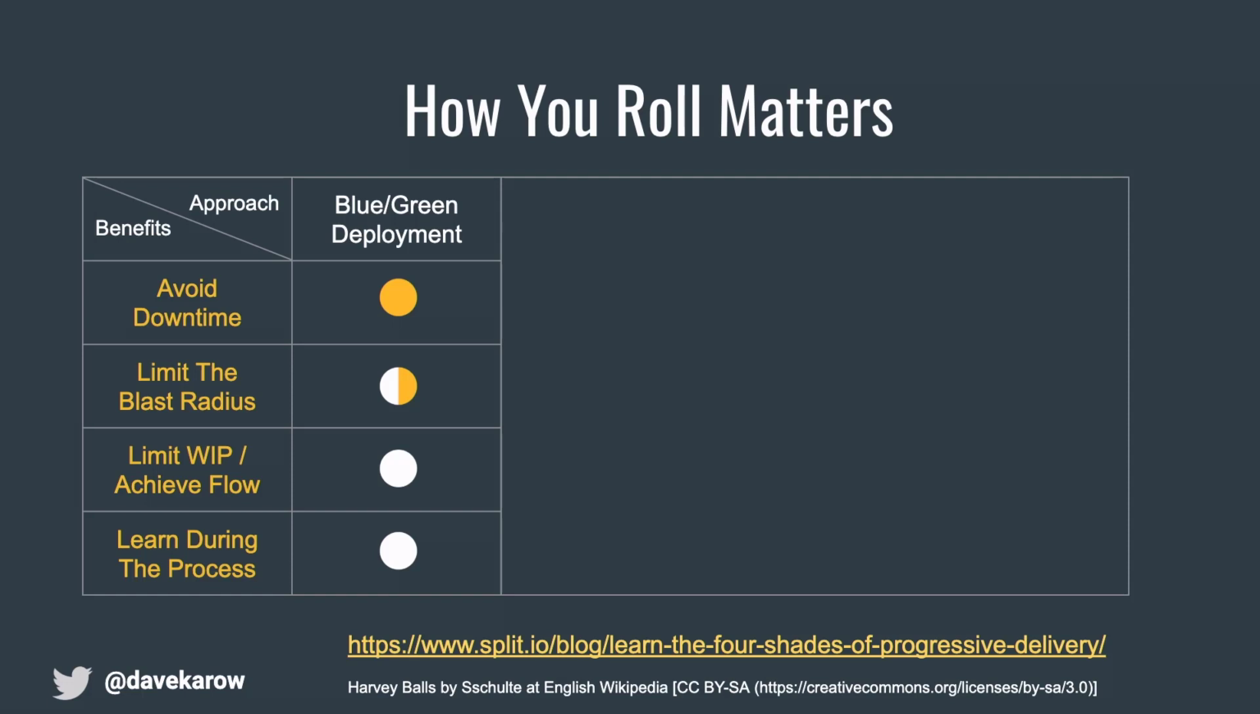And then the achieving flow part, not so much, because it's monolithic. You're doing a big release, right? Big bang. Everything at once, good or bad, switch it back, right? And then learning during the process. There's nothing inherent to blue-green that helps you learn the things you just changed in this release. How did they affect what happened? Because you've got this big beast, right? You've got this big release that you've done.